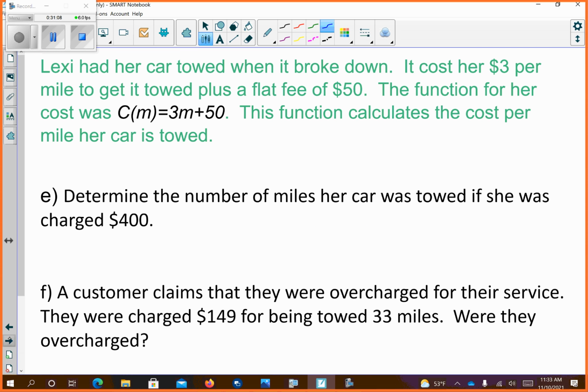All right. This is going to be 400 equals 3m plus 50. So you would just have to solve that. We can do that later. And then they want to know if somebody is charged $149, did they get towed 33 miles? So we could ask that later, okay?